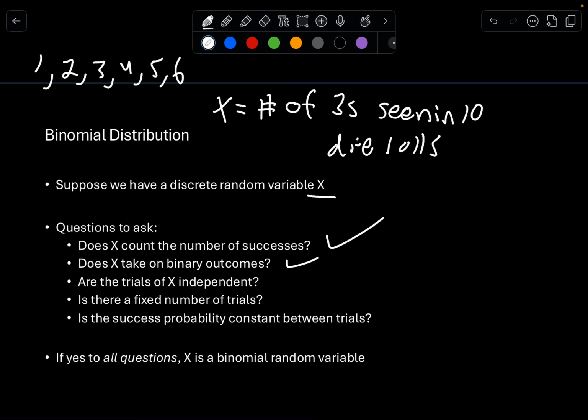Okay. Are the trials of X independent? Need to make sure that that holds. Is there a fixed number of trials? So X cannot be the number of times that it takes to see 5 heads, right? Because that could just keep going on and on forever. So there has to be a fixed number of trials. And then also, is the success probability constant between trials? So we know that the probability of rolling a 3 is constant between each trial. So that's not going to fluctuate. If you answer yes to all these questions, X is binomial, and you can use the binomial distribution.